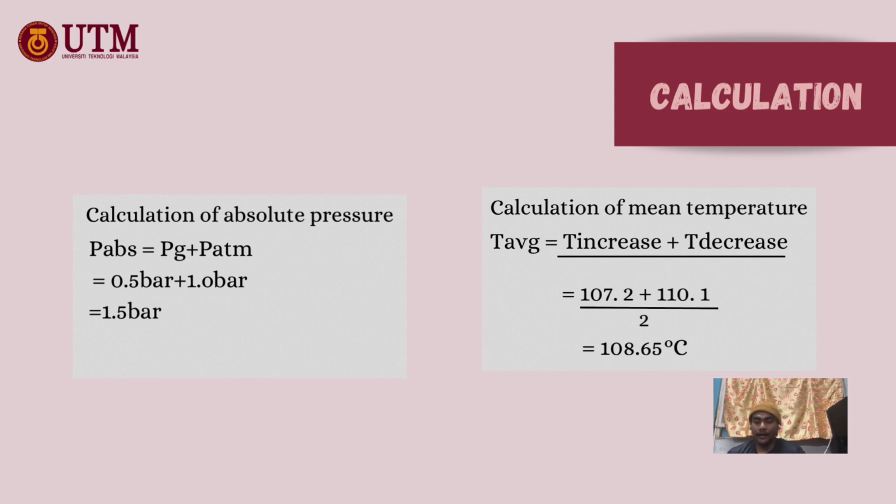In this example, we have 0.5 bar plus 1.0 bar is equal to 1.5 bar absolute pressure. Next, we have the calculation of mean temperature. To calculate the mean temperature, we use the formula: temperature average equals temperature increase plus temperature decrease over 2. So in this example, we have 107.2 plus 110.1 over 2, and we have 108.65 degrees Celsius.